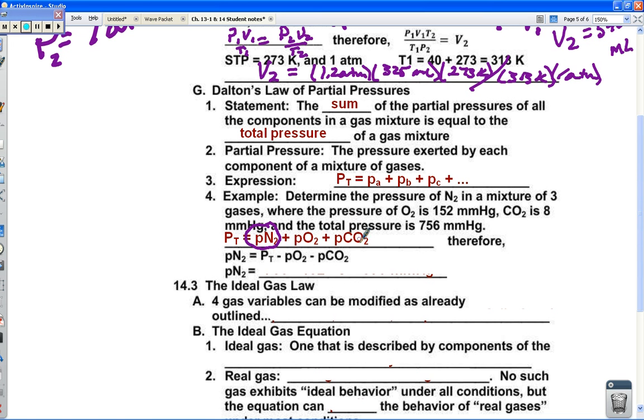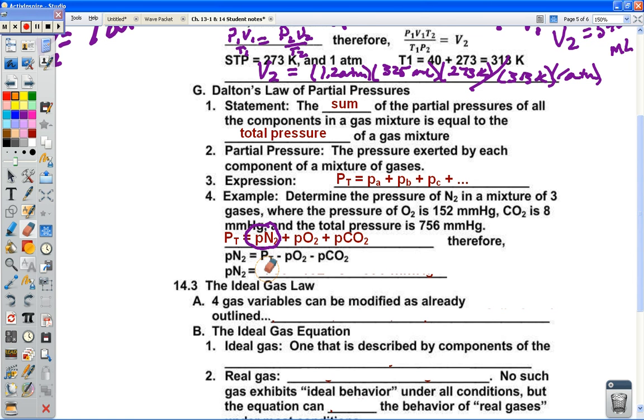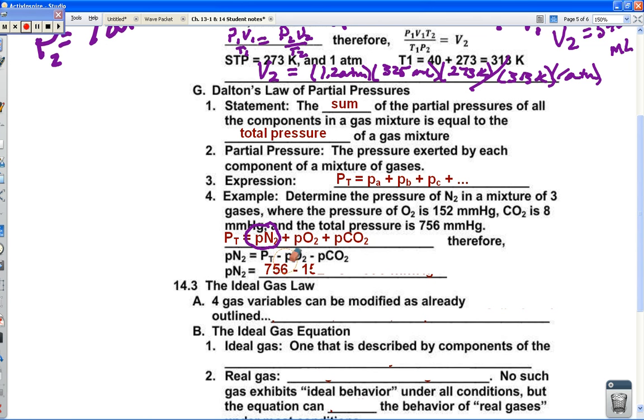So the pressure of the nitrogen is going to be our PT, total pressure, minus the O2 minus the CO2. That make sense? You have the total pressure. You subtract from it the pressures of the gases that you know to find the gas that you don't know. So in this case, it's going to be the 756 from the total pressure, minus the 152 from the oxygen, minus the 8 from the CO2, giving us 596. It's that straightforward. Piece of cake. Easy peasy.